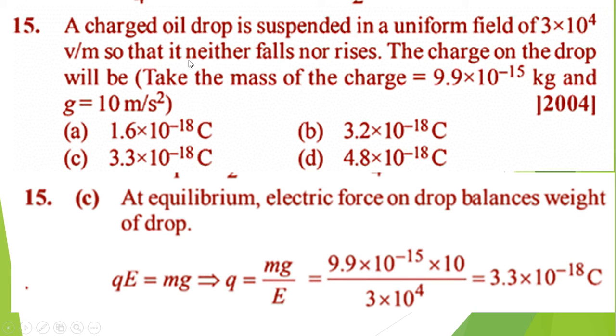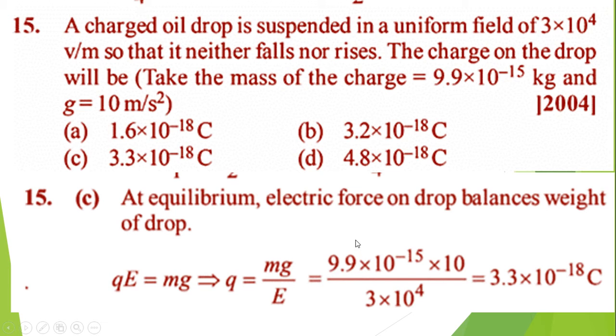This line gives the concept of the oil drop being in a balanced condition. Any body in a balanced condition means the resultant force on the body is 0. So the body is at rest, the body is in equilibrium. So the oil drop neither falls down nor rises up. That means the oil drop is in a balanced condition. So the electrostatic force is equal to the weight of the oil drop. So we find the value of the charge Q, after solving, is equal to mg by E.